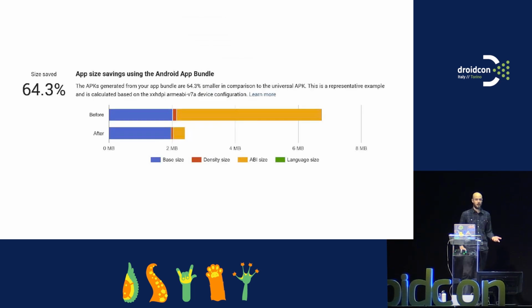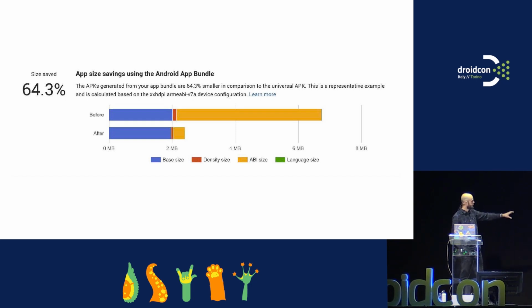We have about 2/3 of file size savings. Notice that the density size, the small red bar, is very small for us. This is because we already use vector drawables quite heavily. That means that other apps might have a larger gain on that end, but on the ABI size for our CPU architectures, we have a massive gain.